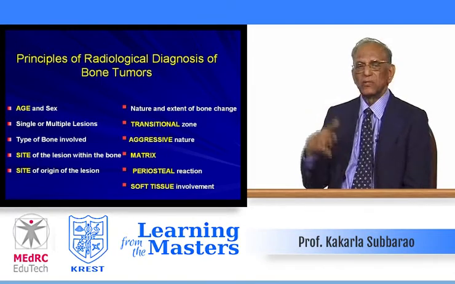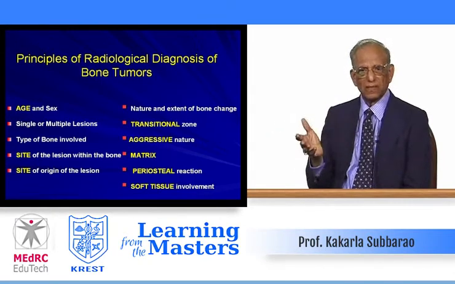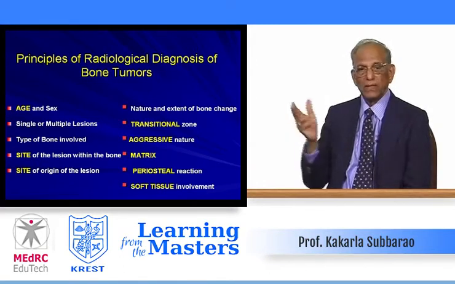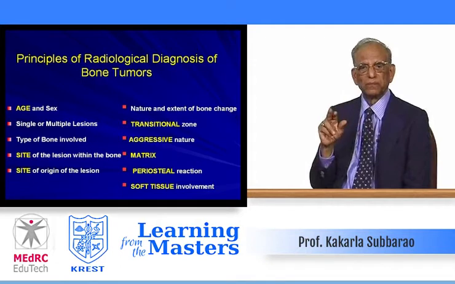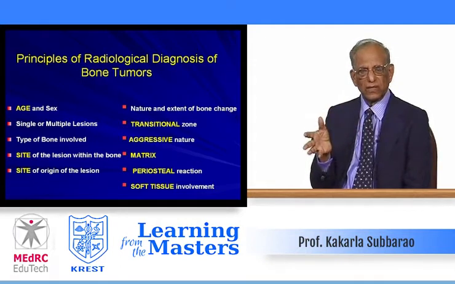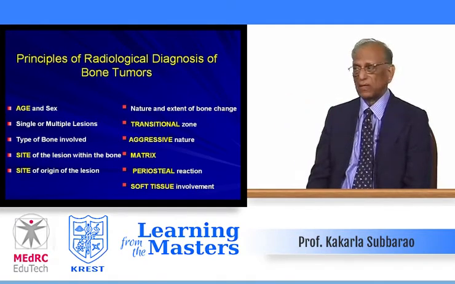Aggressive nature, as I said earlier: is it breaking the cortex, entering into the soft tissues? Matrix, that is the center of the lesion. Is it calcified, ossified, lipomatous, vascular? You have to determine this in order to make a final diagnosis.